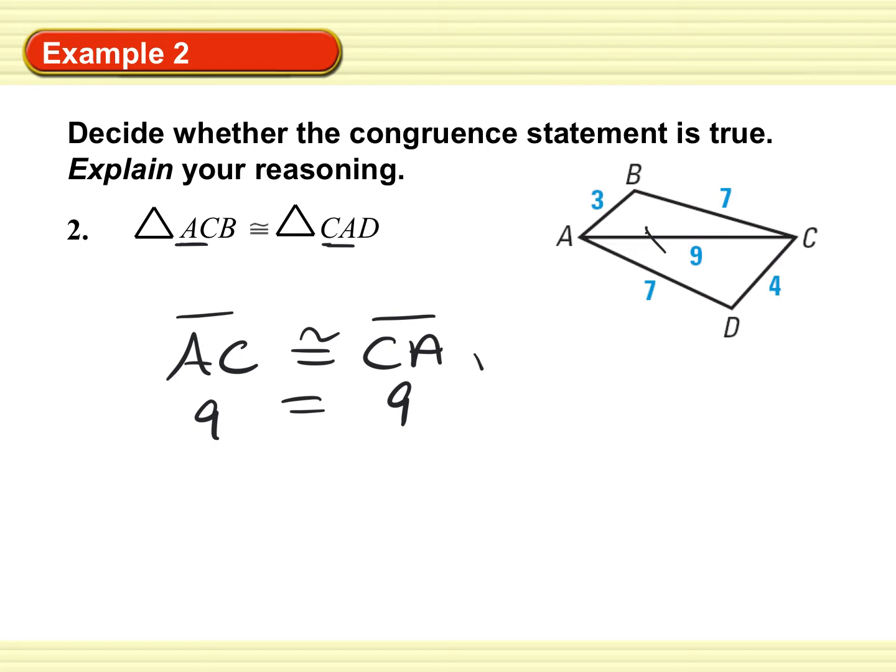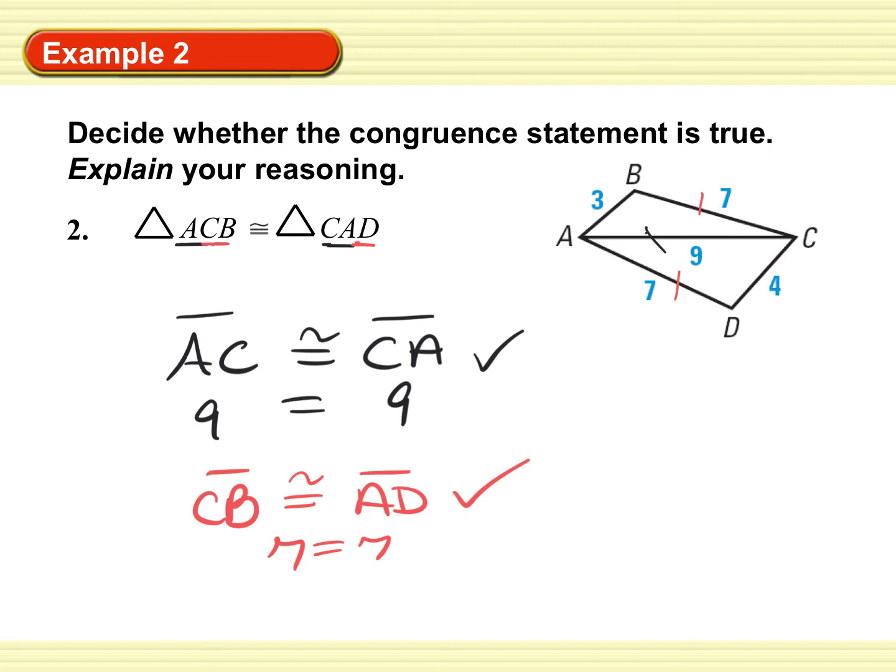So this one works. Then if I go and do the last two letters, CB and AD, CB has 7, and so does AD. So 7 equals 7. This one is also good.